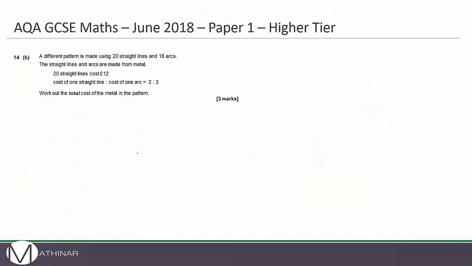Question B. A different pattern is made using 20 straight lines and 16 arcs. Straight lines and arcs are made from metal. Now 20 straight lines cost £12, and the cost of one straight line to the cost of one arc is in the ratio of 2 to 3. What's the total cost? So what this is asking me to do is to work out the cost of 20 straight and 16 arcs, and I want to total that up.